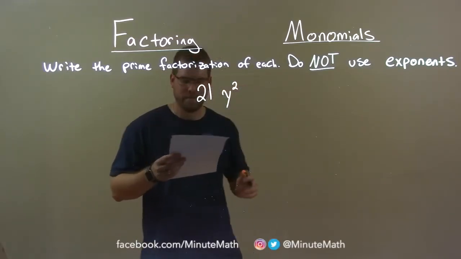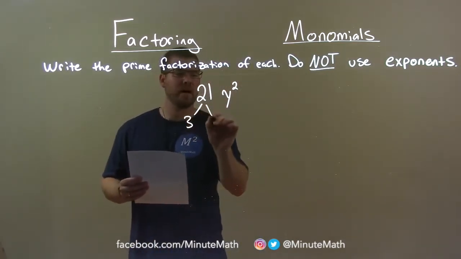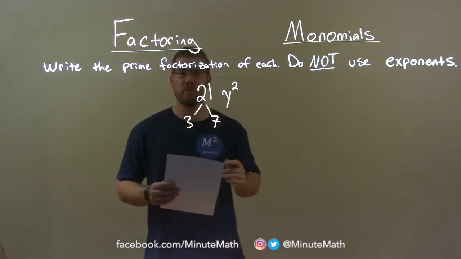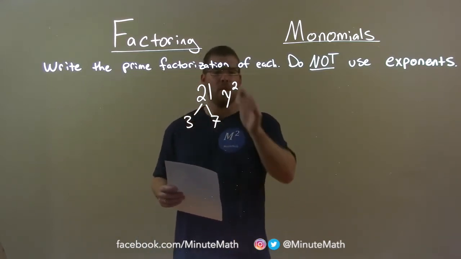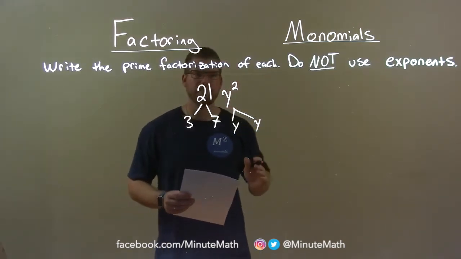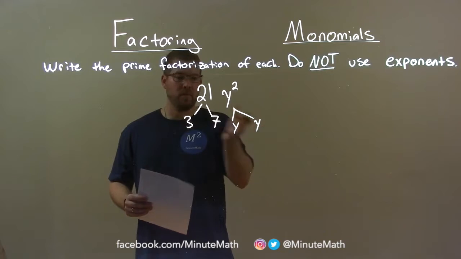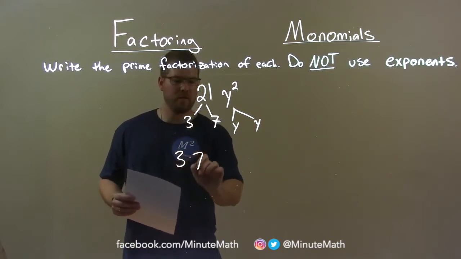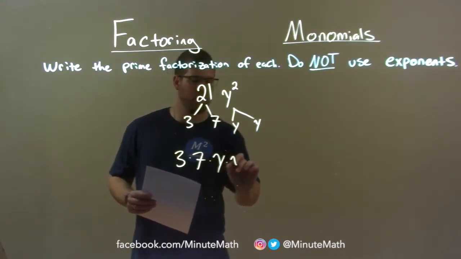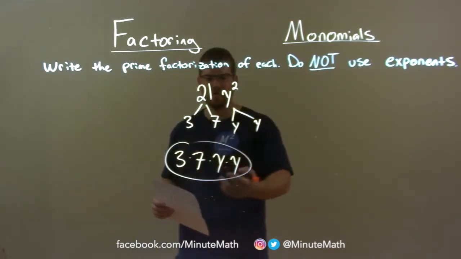21y squared. Okay? Well, 21 we can break down to be 3 times 7. Both of these are prime, so we're done with that number. Y squared is just, well, y times y, right? So we have now all broken down, so that's it. Let's go rewrite it. 3 times 7 times y times y gives us 21y squared. So here is our final answer.